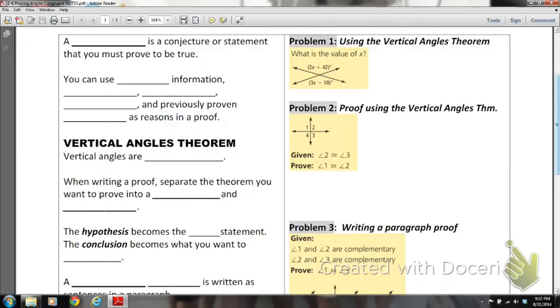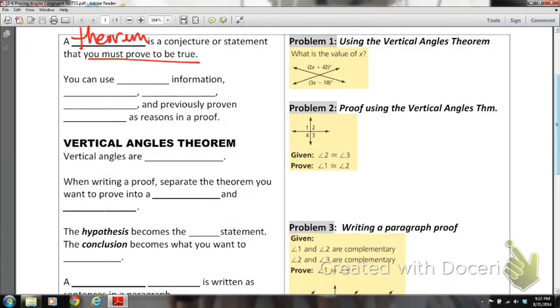So what is a theorem? A theorem is a conjecture or a statement that you must prove to be true. So remember, a conjecture is a statement that is made based on a pattern or an observation. Unlike a postulate, which we learned about in Unit 1, a postulate is a statement that is a rule or an axiom, and we accept it to be true. We don't have to prove the postulates, but we do have to prove theorems.